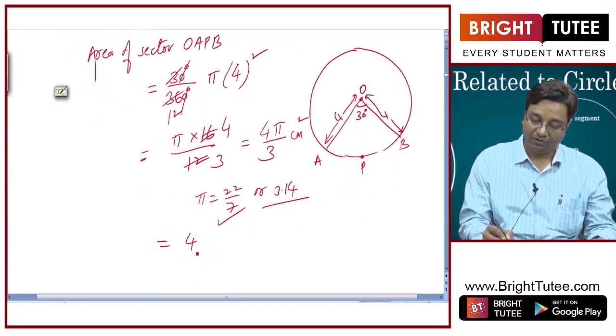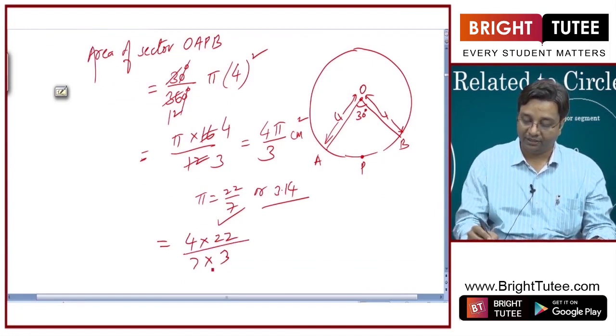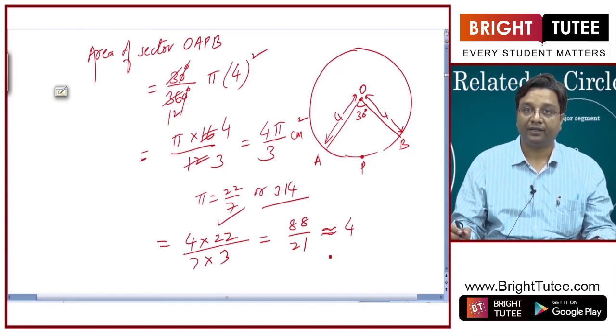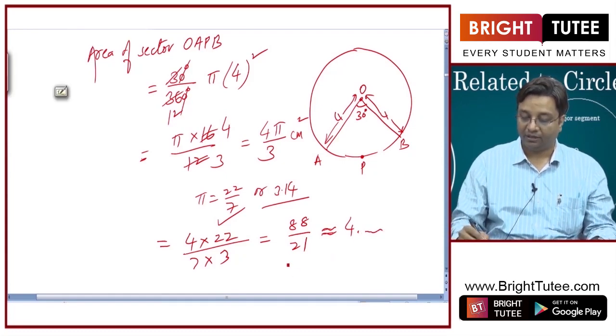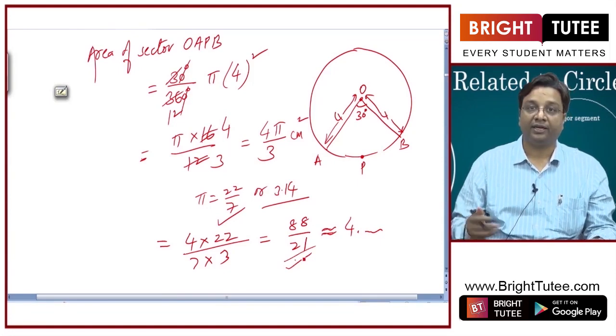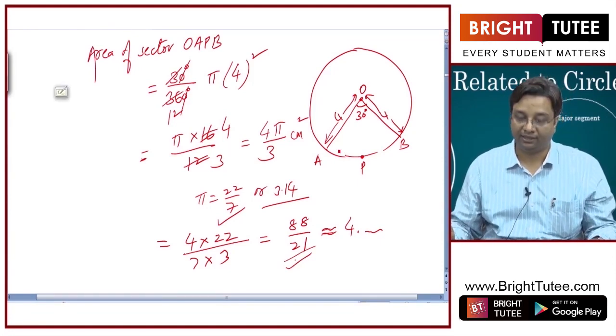So what we can do is replace pi by 22 by 7 and 3, right? So now you can calculate 88 by 21. So it is approximately equal to 4 point something, right? I leave this calculation part to you. You calculate this and write the answer up to 2 decimal places. So this is the area of the minor sector.